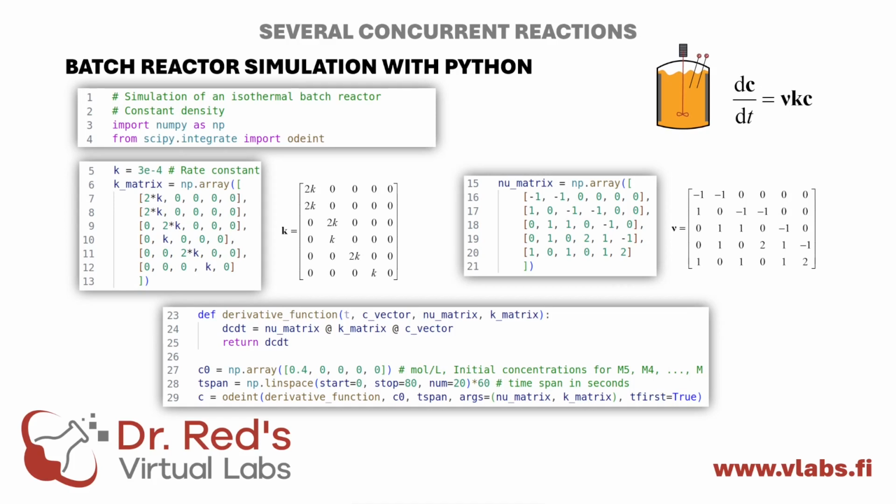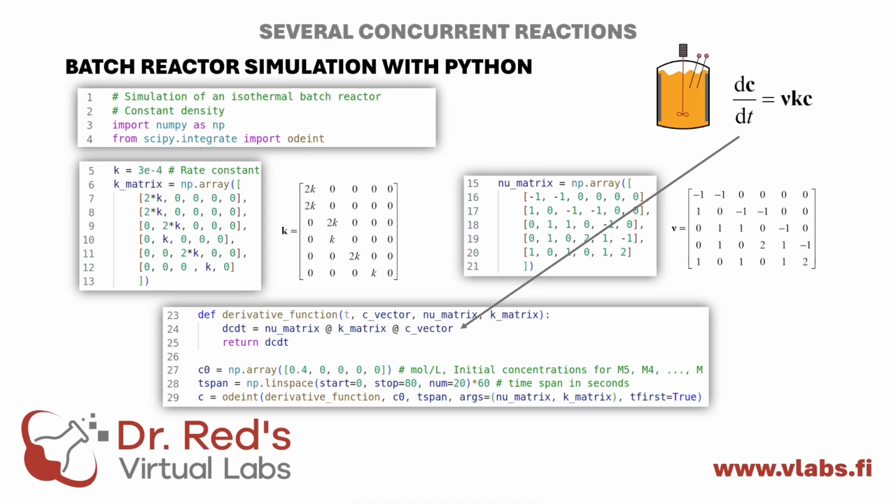If you're working with Matlab, you'll find the code structure almost identical. After importing the necessary numerical libraries, we set the rate constant to 0.003 per second and initialize the rate constant matrix K as well as the stoichiometric coefficient matrix nu. In the derivative function, we calculate the rate of concentration changes at each time step. The use of matrix operations makes this function both short and easy to read. In Python, matrix multiplication is denoted by the @ sign.